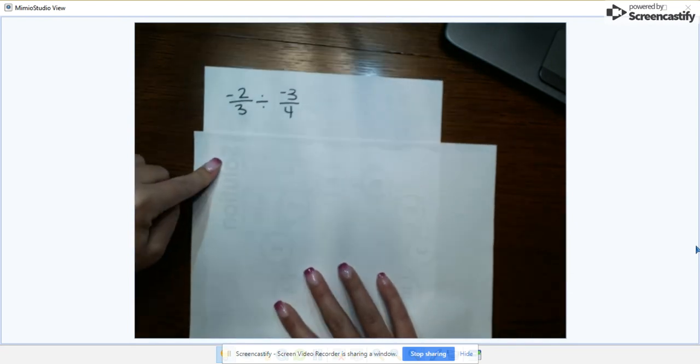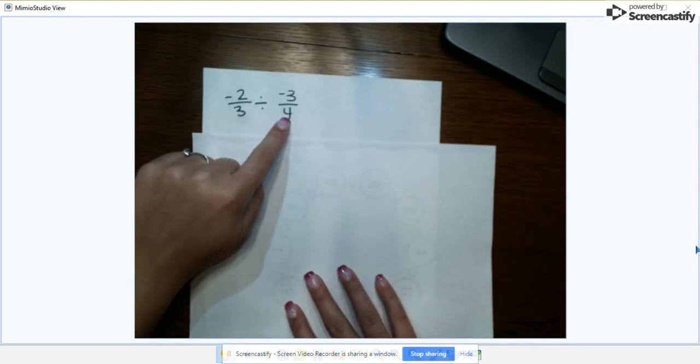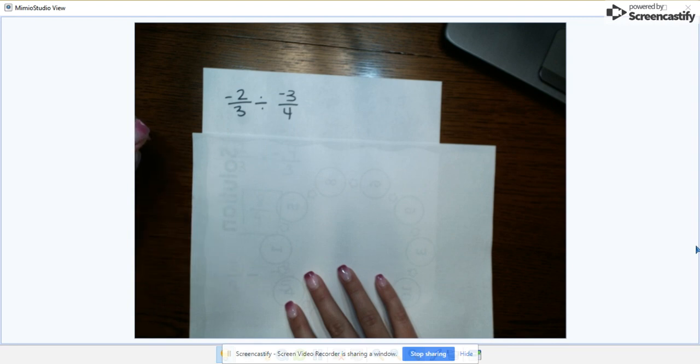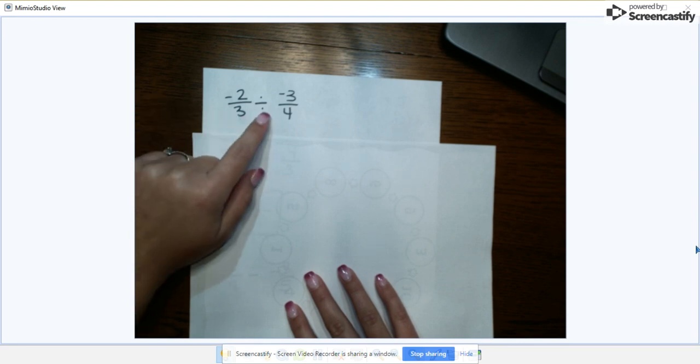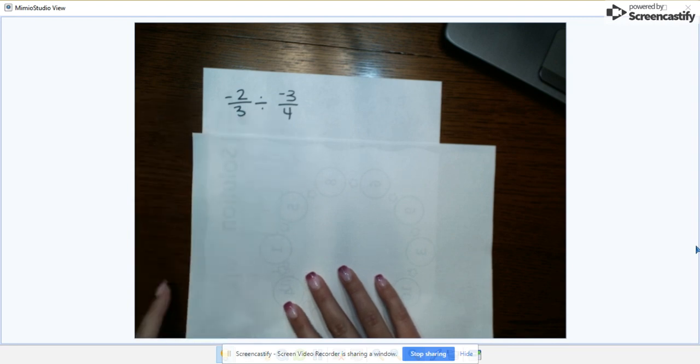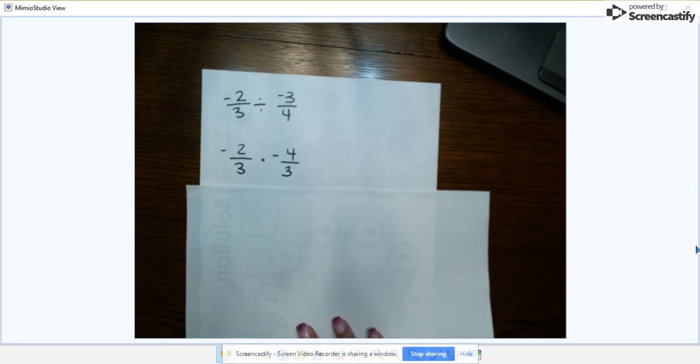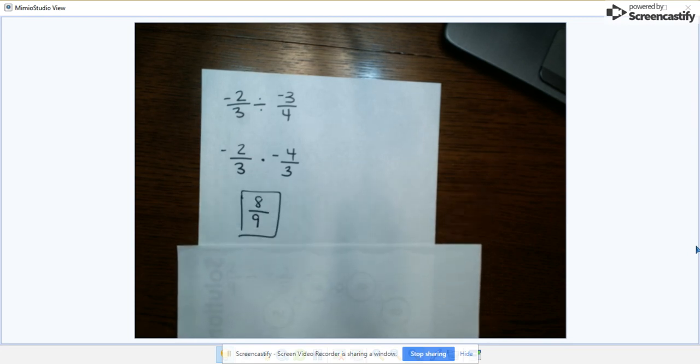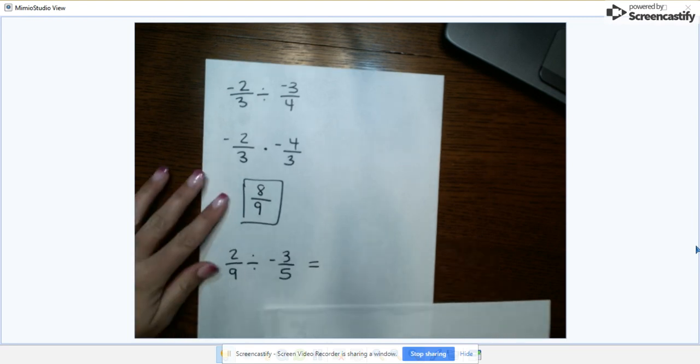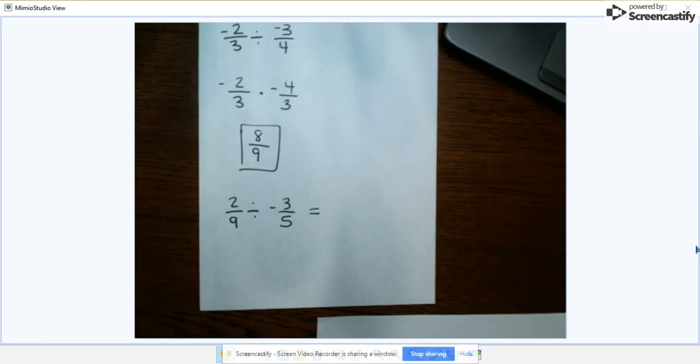Here's a division of fractions. So we have 2 negative numbers, so we should automatically decide my answer is going to be positive. But remember, we don't divide fractions, we multiply by the reciprocal. So I took -2/3 times -4/3. Now we multiply straight across. Well, we know -2 times -4 gives us a positive 8, and the denominator would be 9. Please answer that question. 2/9 divided by -3/5.